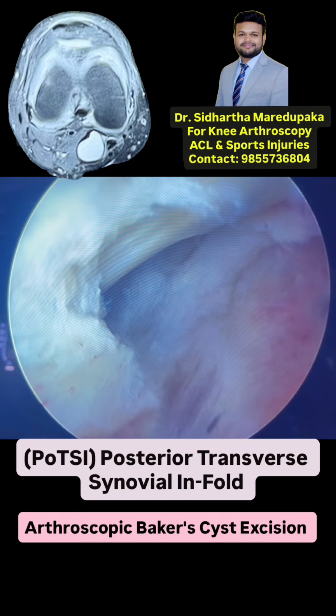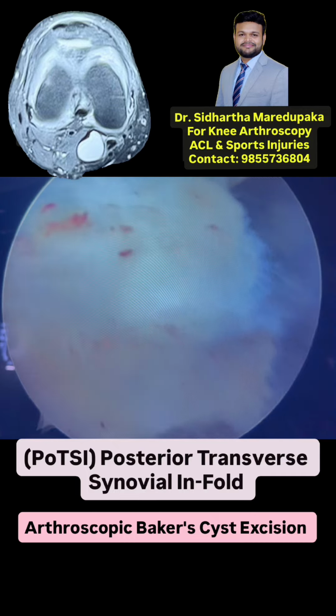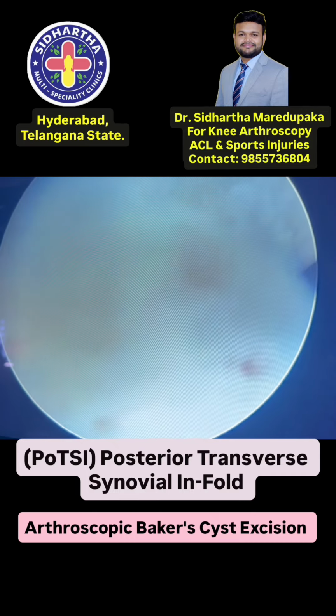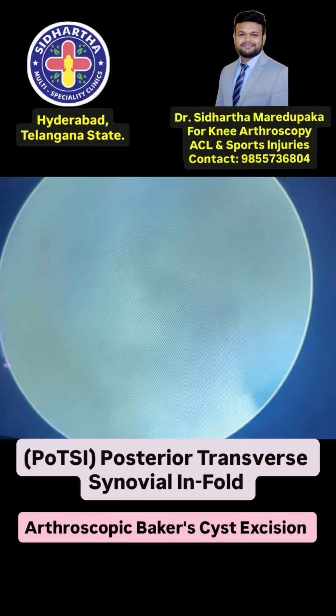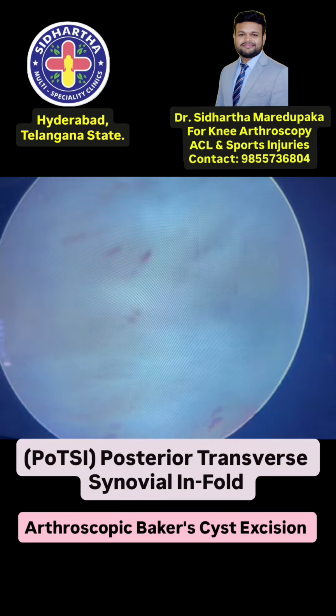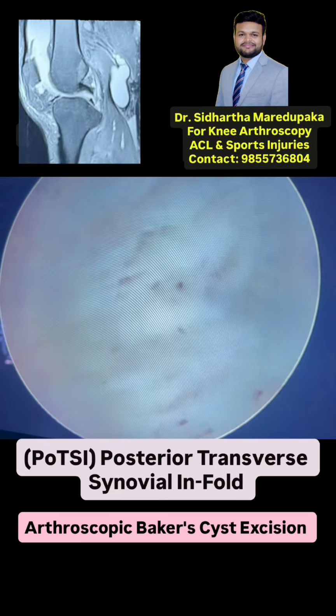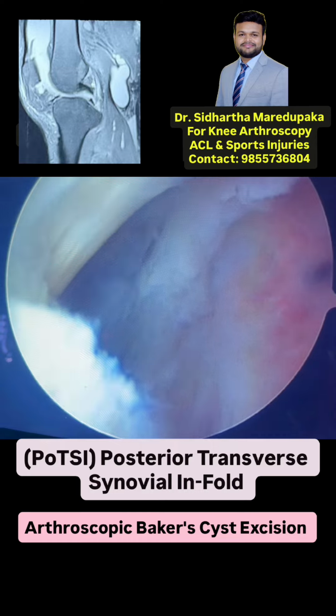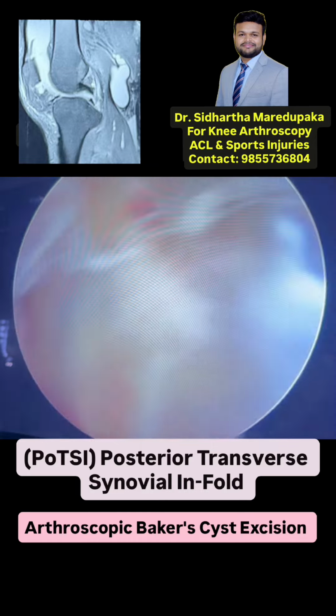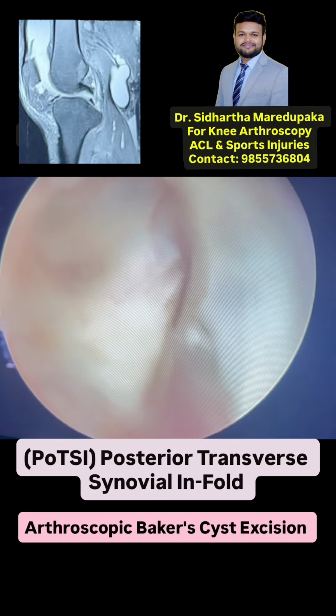This is the middle head of gastrocnemius. That is semimembranosus. I've erased this tissue, the posterior transverse synovial infold. I've gone slowly across from the posterior transverse synovial infold, reaching it and going across into the middle head of gastrocnemius, and then went into this cystoscopy.